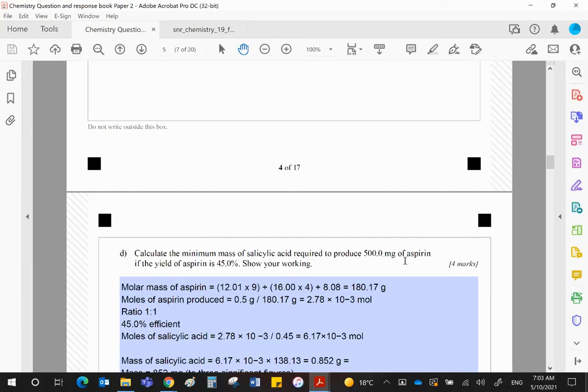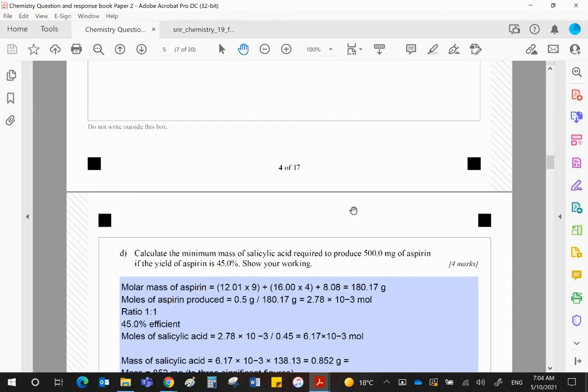Calculate the mass of salicylic acid required to produce that many milligrams of aspirin. Okay, so we turn that into grams. We divide by the molar mass of aspirin, and that's going to give you the number of moles of aspirin, 2.78 times 10 to the minus 3. There's a 1-to-1 ratio in the equation. If it was 100% yield, then obviously this would be the number of moles of salicylic acid required. However, it's not 100%. The yield is only 45%. Therefore, you have to divide that number of moles by 0.45.